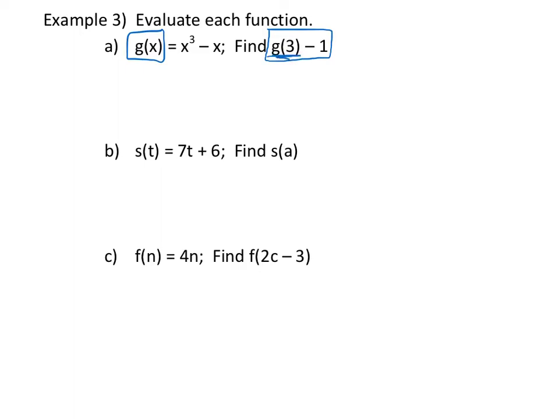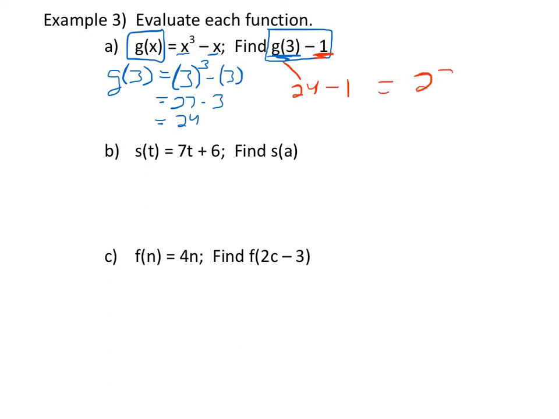First of all, they want us to find g of 3. So let's try that. G of 3 means plug 3 into this function, so it'd be 3 squared, or excuse me, cubed, minus 3. 3 cubed is 3 times 3 is 9 times 3 is 27, minus 3. So we get 24. So g of 3 is 24, and then they want us to do this part, minus 1. So our final answer is 23.